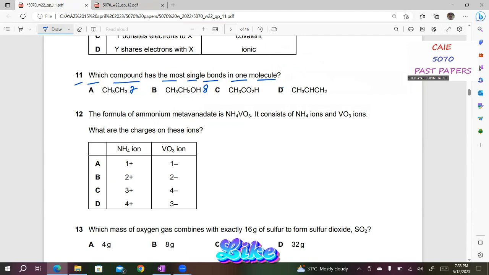But C is CH3CO2H. Now count the single covalent bonds here. 1, 2, 3, 4, 5, 6. We have 6 covalent bonds.